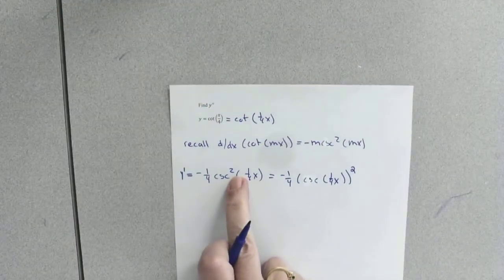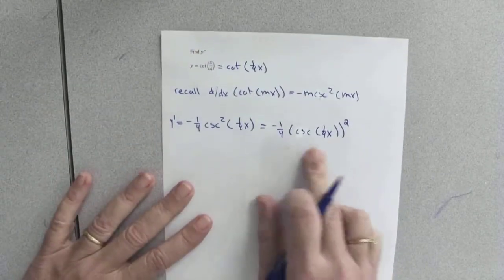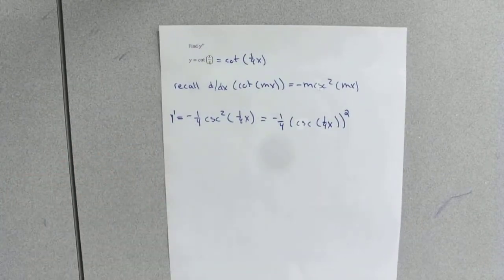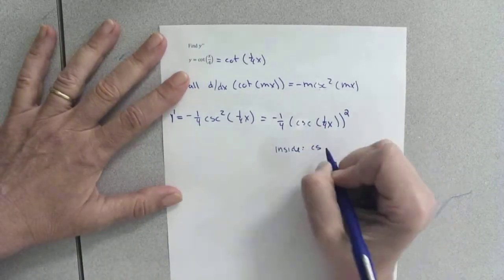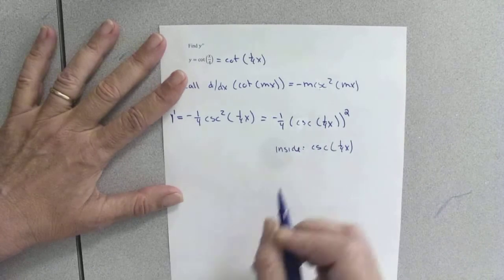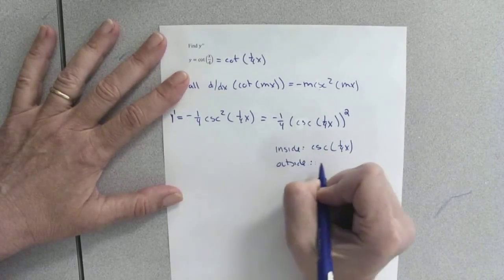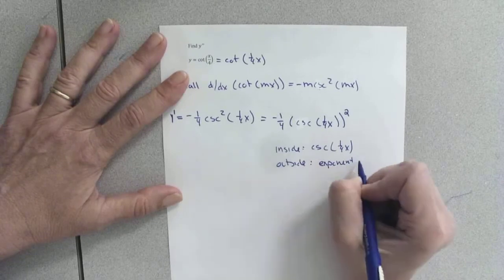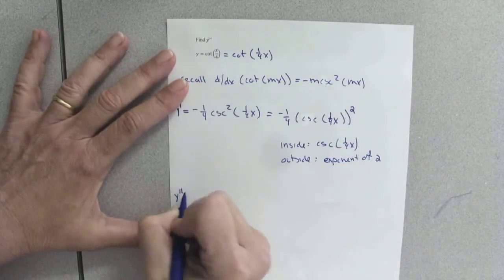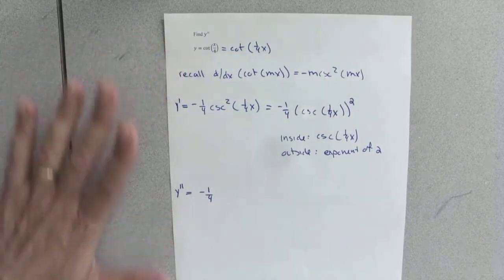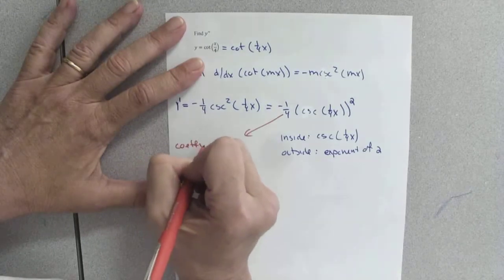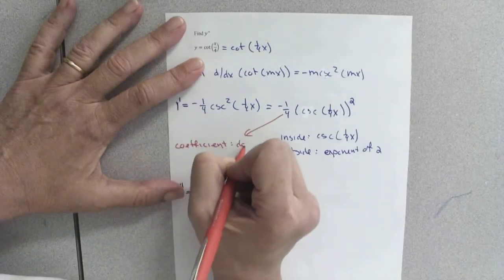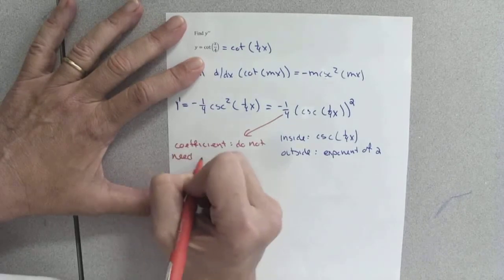Cosecant squared written that way with the square right by the cosecant is the same thing as the cosecant of 1/4 x quantity squared. So now when we go on to the second derivative, I have an inside function of the cosecant 1/4 x, an outside function of that exponent of 2. So my second derivative, that 1/4 is just a coefficient. Do not need a product rule.